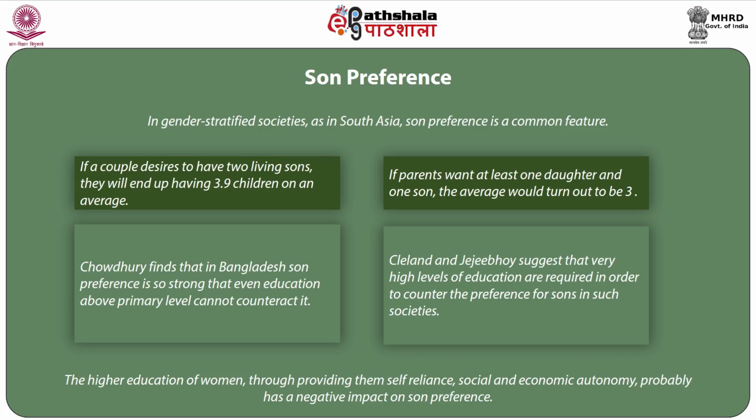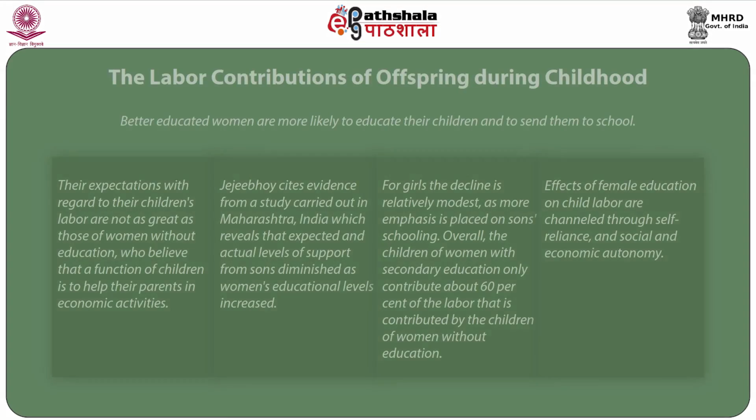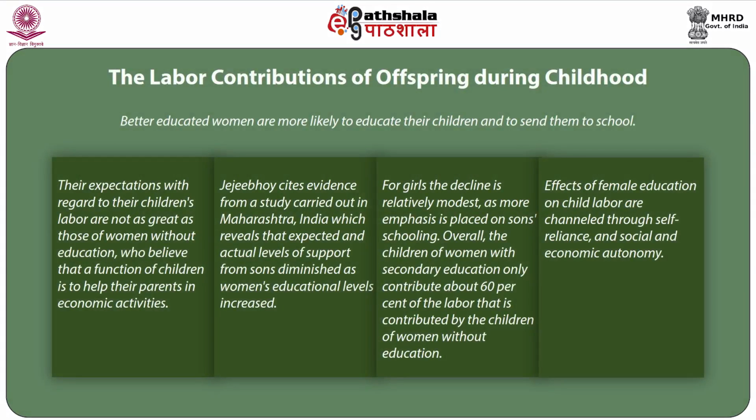Chaudhury finds that in Bangladesh, son preference is so strong that even education above primary level cannot counteract it. Cleland and Jejeebhoy suggest that very high levels of education are required in order to counter the preference for sons in such societies. The higher education of women, through providing them self-reliance and social and economic autonomy, probably has a negative impact on son preference.